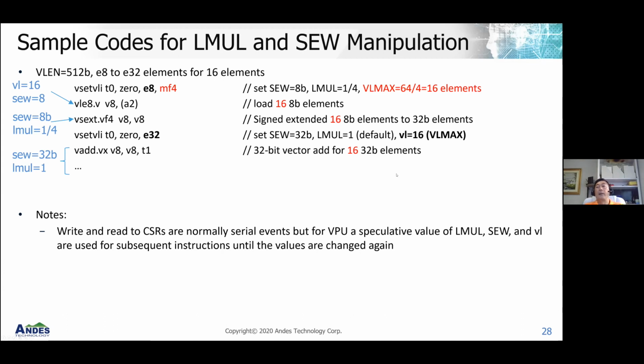This is what I explained before: because the vsetvli can be changed on the fly, this has to be speculated. So the vector operation has to use the speculated value based on the vsetvli instruction. It doesn't actually look at the CSR; it uses the speculated value for the CSR.